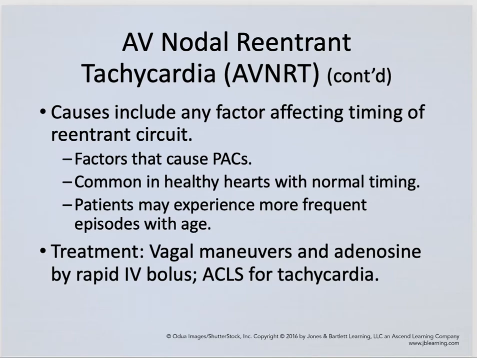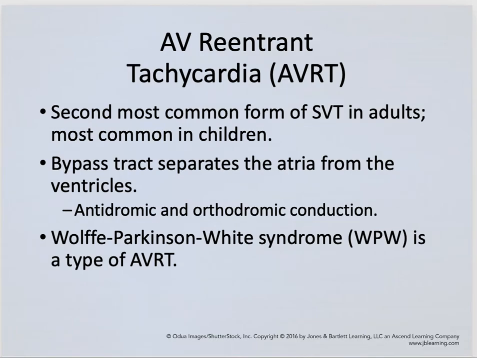AV nodal reentrant tachycardia, AVNRT, can include factors such as the basic factors of PAC. It can happen in normal hearts with regular sinus node timing. It could be patients who experience more frequent episodes as they age. Really, the treatments are usually what we call vagal maneuvers and adenosine. So that would be medicine by IV adenosine. And following the ACLS, so advanced cardiac life support for tachycardia, is usually what's going to follow. So pushing adenosine oftentimes can help that rhythm to go back into what should be pacing the heart.